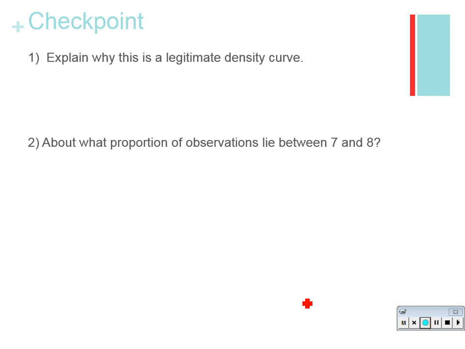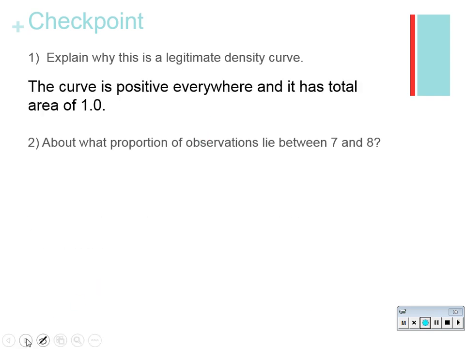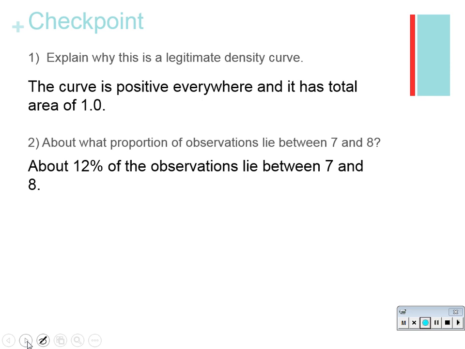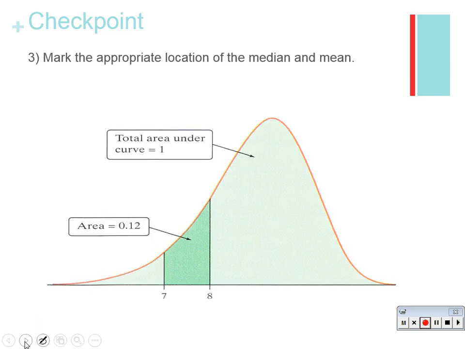So to answer question 1, explain why this is a legitimate density curve. What you want to speak to here are two things. One is that the curve is on or above the horizontal axis, and it has a total area of 1, which was stated in the curve. And then the second question asks about what proportion of observations lie between 7 and 8. It gives you on the graph that the area between 7 and 8 is approximately 0.12. So we would say about 12% of the observations lie between 7 and 8 on this particular density curve.